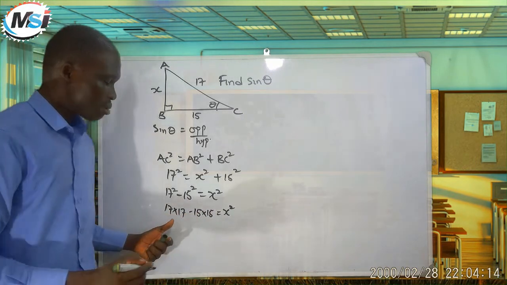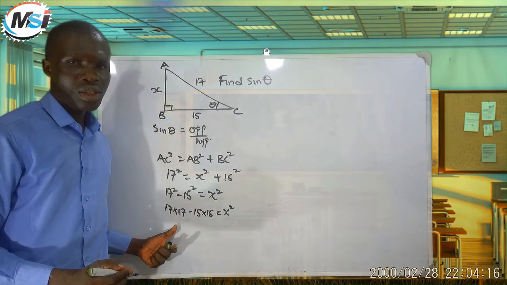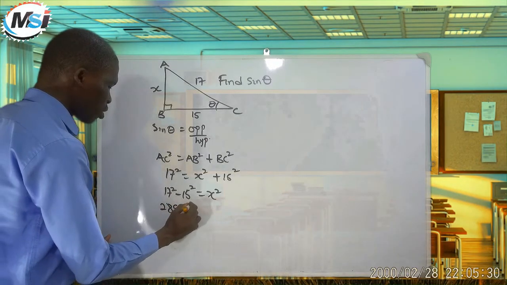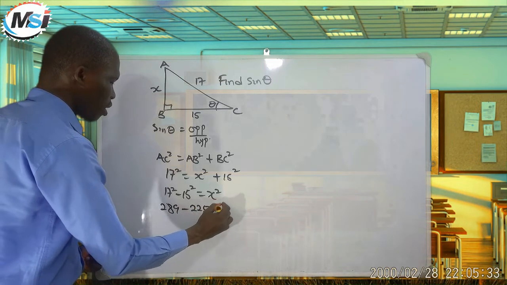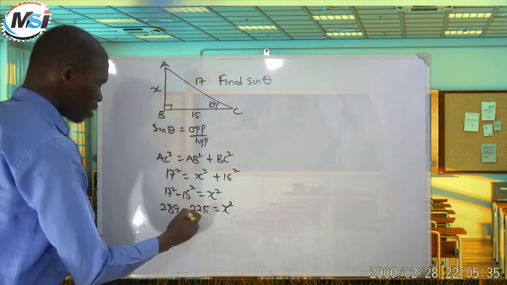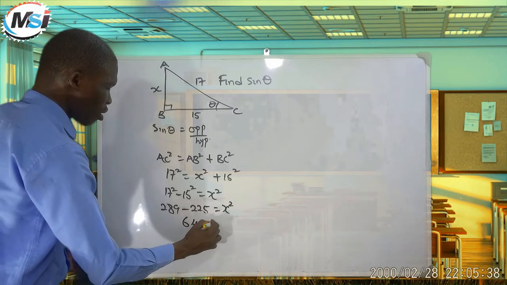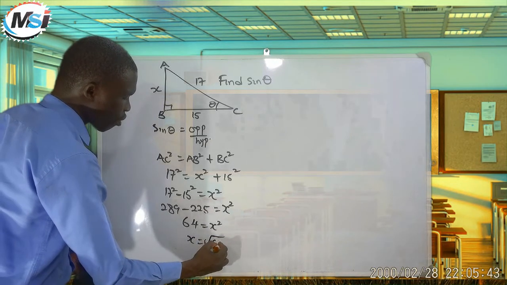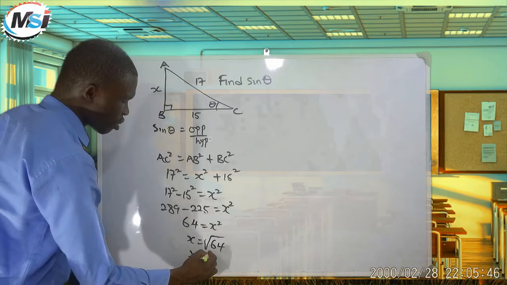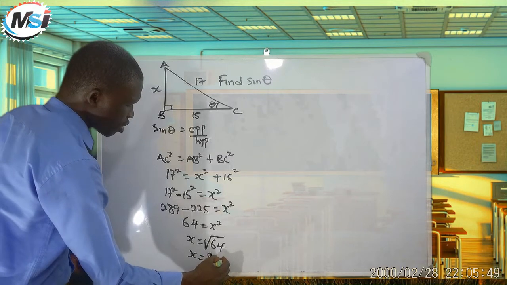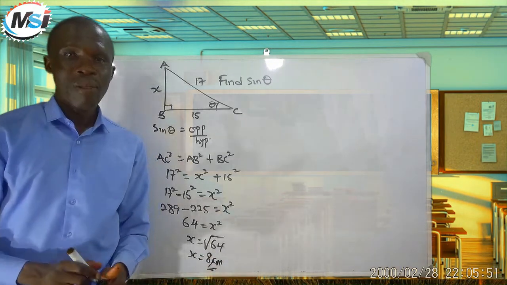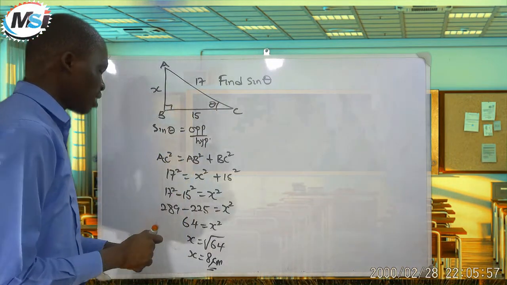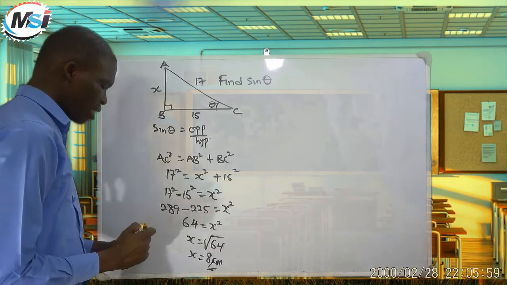So 17 times 17 will give us 289 minus 225 equals x squared. So minus this, we are going to have 64 equals x squared. So x will give us square root of 64, and x will give us 8 centimeter. I believe you understand that, right? Now, we want to find sine theta now. That means x will give us 8 centimeter.